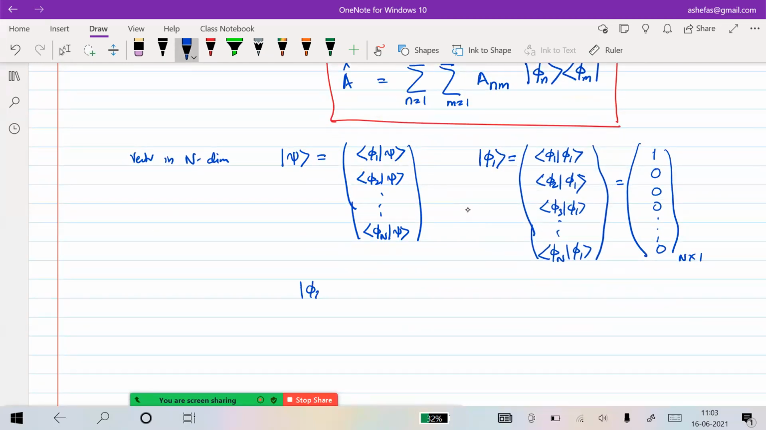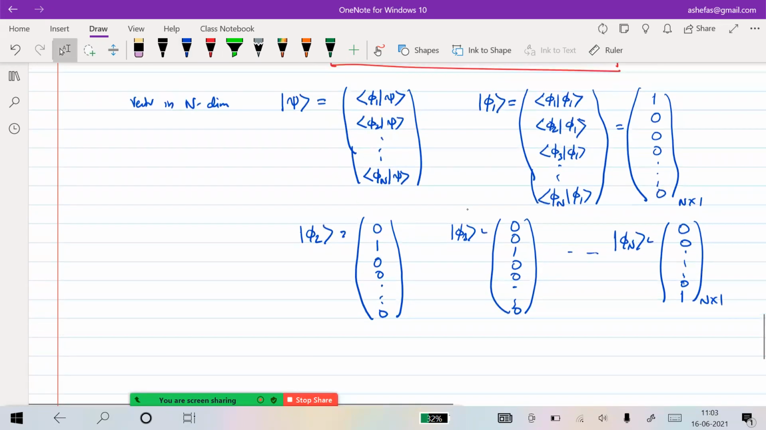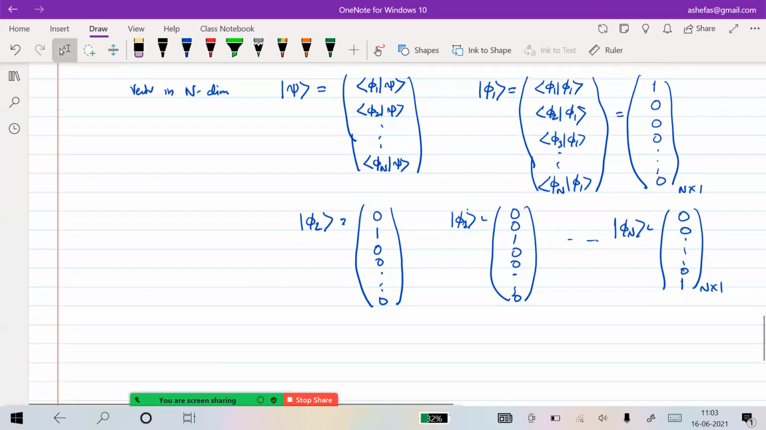Then what would be ket phi 2? That would be ⟨phi 1|phi 2⟩, that would be 0, ⟨phi 2|phi 2⟩, that would be 1, then 0, 0, up to 0. Then ket phi 3 would be 0, 0, 1, 0, 0, etc., up to 0. And finally, what would be ket phi n? That would be 0, 0, etc., and the last quantity would be 1, an n by 1 column matrix. So that is the representation of each basis vector.